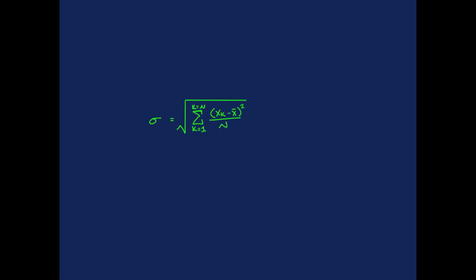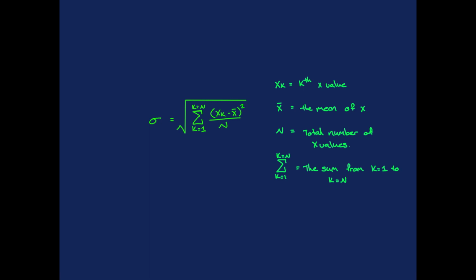Here's the formula written out once again. The symbol on the left is somewhat confusingly also called sigma. However, it's the lowercase sigma, whereas the sum symbol is the uppercase sigma. But it's just the symbol most commonly used to represent standard deviation. And here are what all of the symbols mean once again.